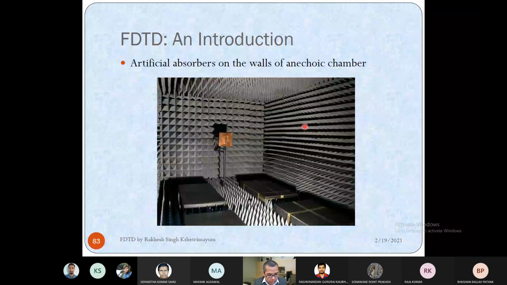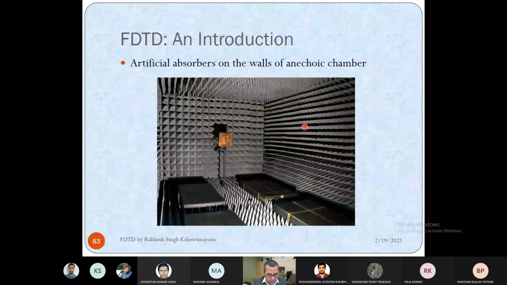So 1D FDTD, 2D FDTD, and 3D FDTD. Now the problem with FDTD is that if you want to solve the fields everywhere in space, you have to find the fields in infinite space, and that is going to take a lot of time. If you calculate fields everywhere in infinite space, it's going to take infinite time. So that's not practical. So what we usually do is truncate the solution space to a finite space.